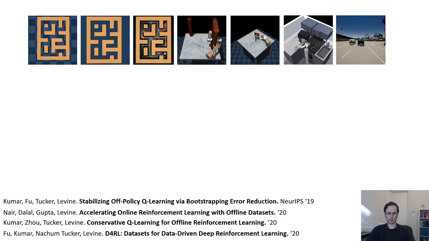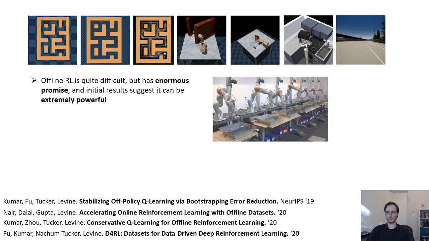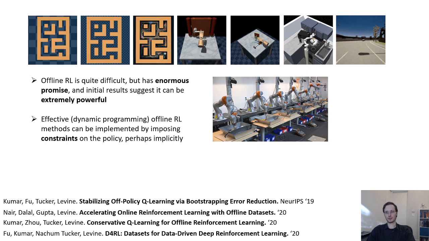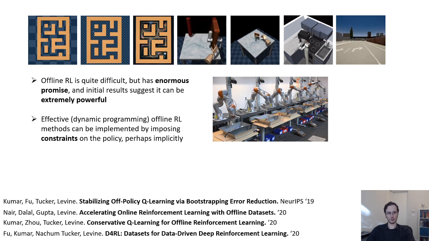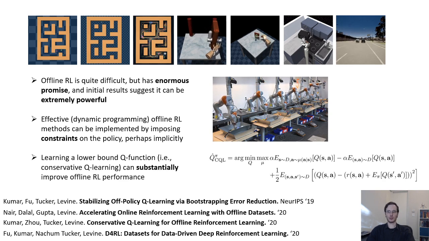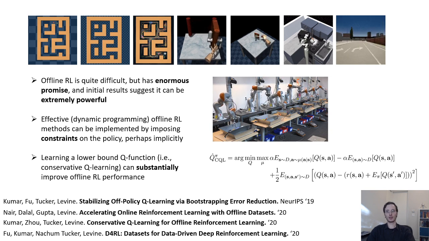All right, so just to wrap up and conclude, I talked about how offline RL is quite difficult, but has enormous promise, and initial results suggest that it can be extremely powerful. I talked about how effective dynamic programming offline RL methods can be implemented by imposing constraints on the policy, and perhaps implicit constraints can get around the need to model the behavior policy. And I talked about how learning a lower bound on the Q function using conservative Q learning can substantially improve offline RL performance.